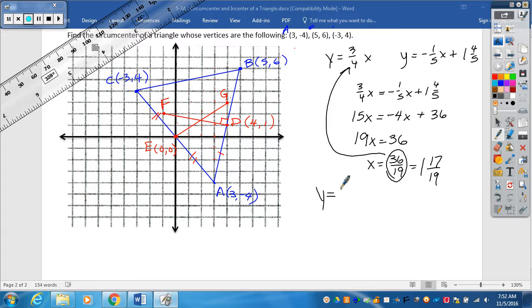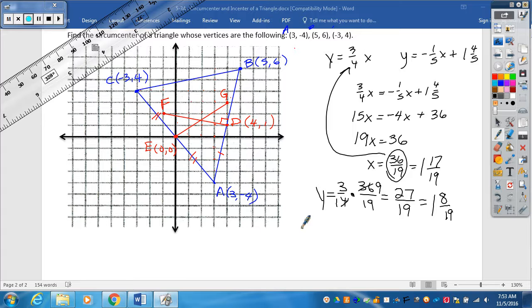So y equals 3/4 of 36 over 19. Now, a little trick here: I know 4 goes into 36 9 times. So this becomes a 1. 3 times 9 is 27. 1 times 19 is 19. So this ends up being 1 and 8/19. And if we think about that, 19 divided by 2 is going to be 9.5. So yeah, just slightly less than 1.5.